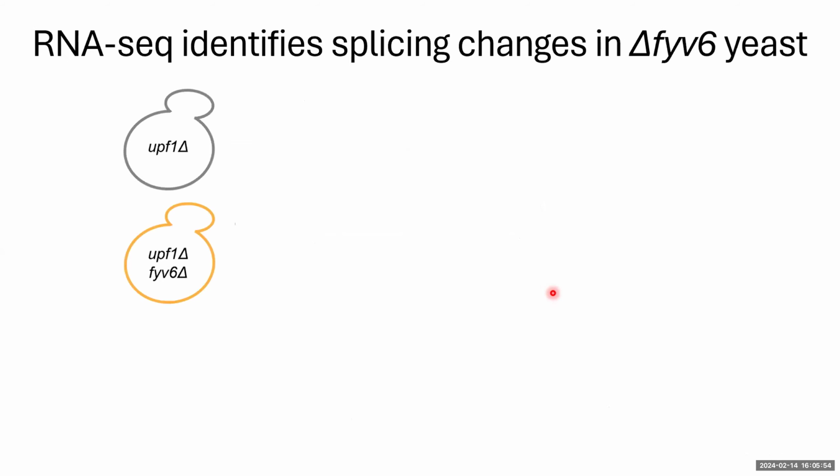And so we performed an RNA-seq experiment in yeast background where the nonsense-mediated decay factor UPF1 had been deleted, and F5V6 had also been deleted in one of the strains we sequenced. We selected for RNAs that had been polyadenylated and searched for non-consensus splice junctions by aligning our RNA datasets with the splicing aware aligner HiSat2.